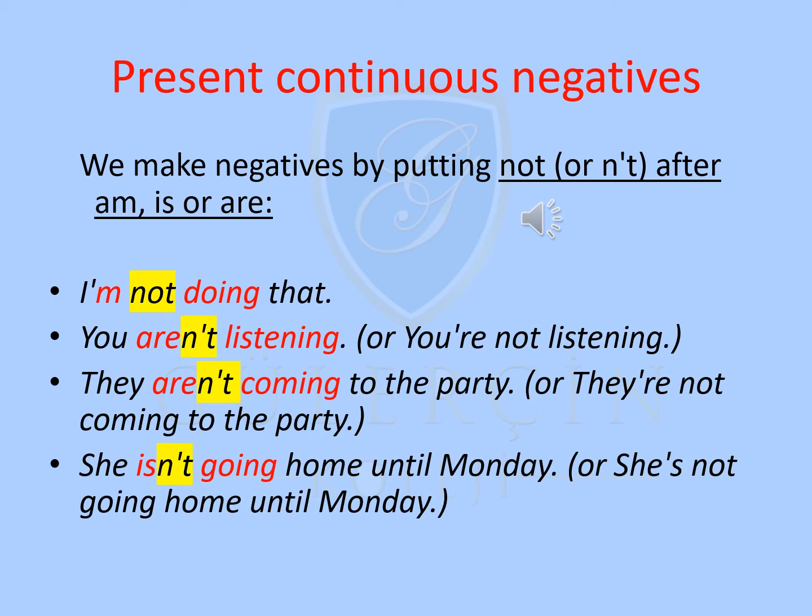How do we form the negative form of present continuous? We make the negatives by putting not or the short form n't after am, is or are. Examples: I'm not doing that. You aren't listening, or you are not listening. They aren't coming to the party, or they are not coming to the party. She isn't going home until Monday. She is not going home until Monday.